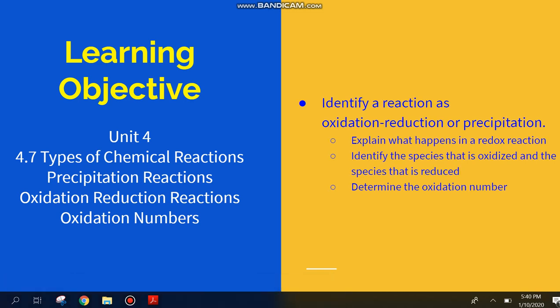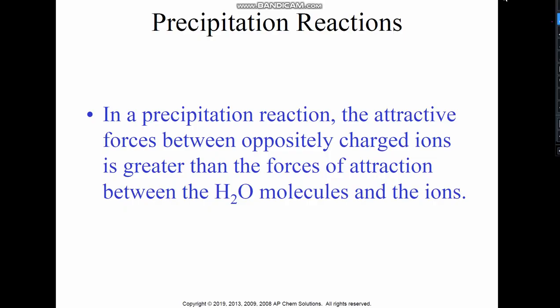Today we are going to be doing Unit 4, Topic 4.7, Types of Chemical Reactions. Today you'll be doing precipitation reactions, oxidation reduction reactions, better known as redox, and you will learn how to calculate oxidation number. So first we'll quickly look at precipitation reactions.